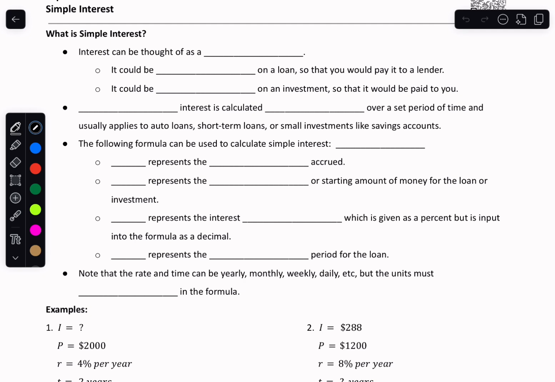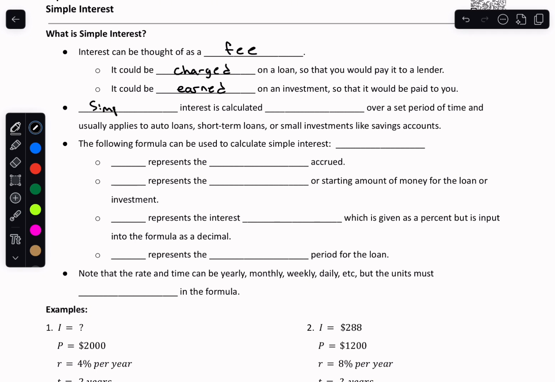What is simple interest? Well, interest in general can be thought of as a fee. It could be charged to you on a loan, so that would mean you pay it to the lender, or it could be earned on an investment, so that would be paid to you. So a fee doesn't necessarily mean it's a bad thing. Okay, interest could be bad. It could be money that you owe because you borrowed money, but it could also be money that you've earned by investing. So interest is a fee that could either be good or bad to you, depending on the context.